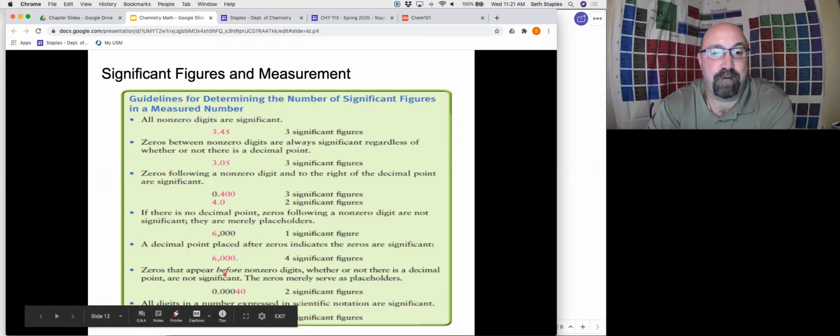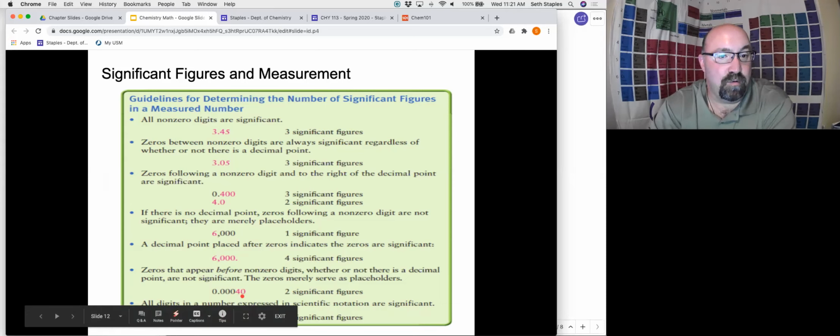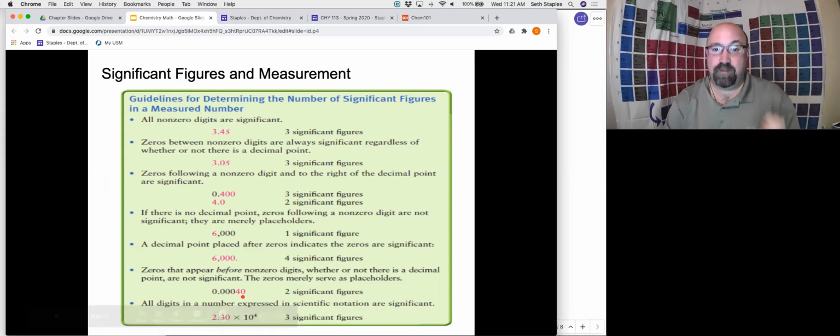Zeros that appear before non-zero digits, whether or not there is a decimal point, are non-significant. Again, they are just placeholders. And so these 3 zeros here are not significant. They're just telling us that our measurement actually starts in the 10,000th spot. However, if we apply our second rule, this 0 is a 0 following a non-zero digit and following the decimal point, so it is significant. So we have 2 significant figures there.